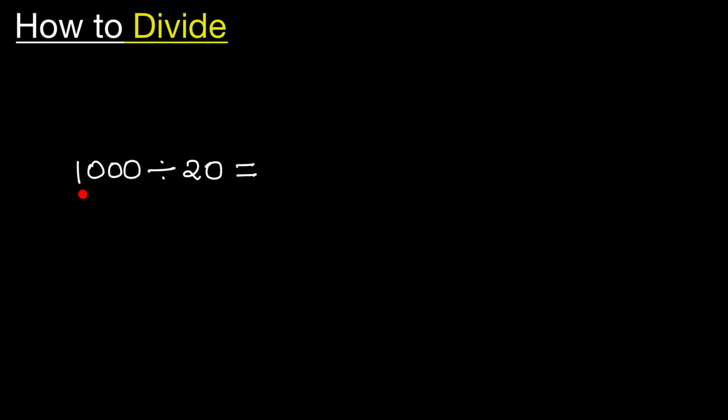Let's learn how to divide the number 1000 by 20 using the long division method. 1 is less than 20, 10 is also less than 20. That is why we will consider the number 100. We know that 20 times 5 is equal to 100.